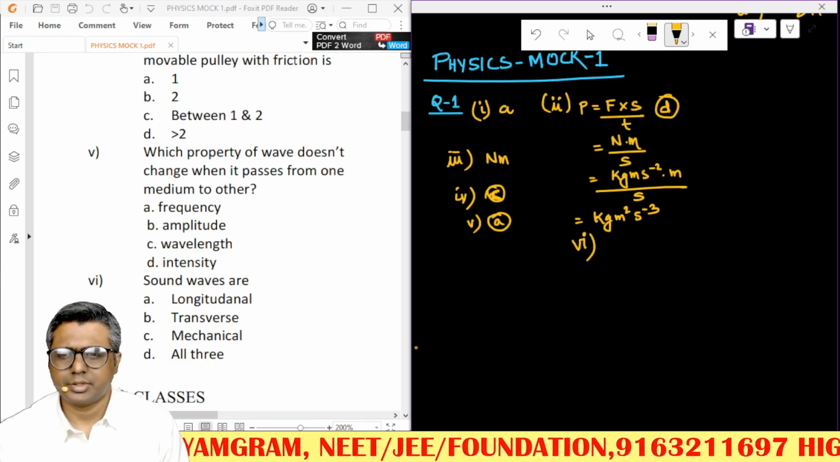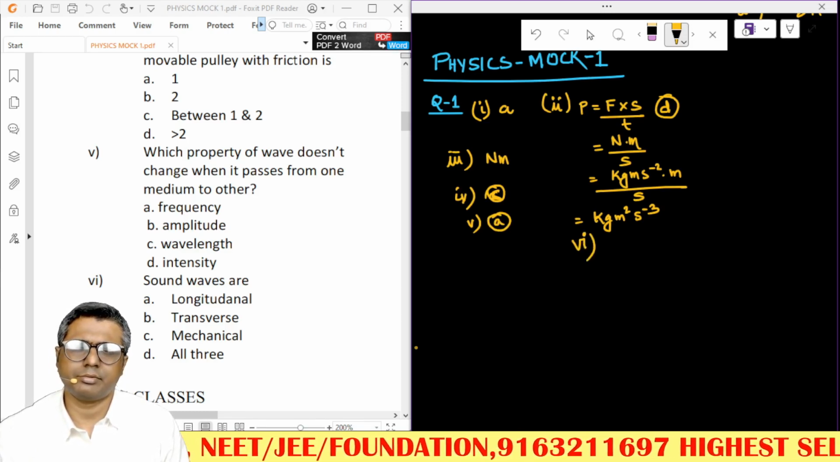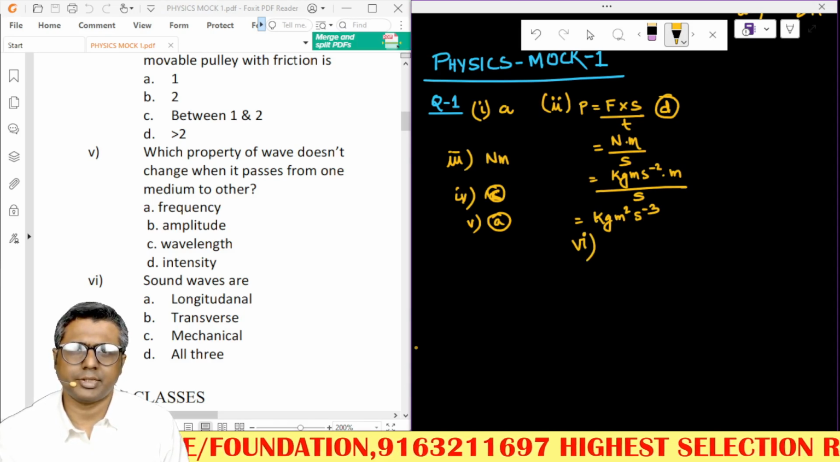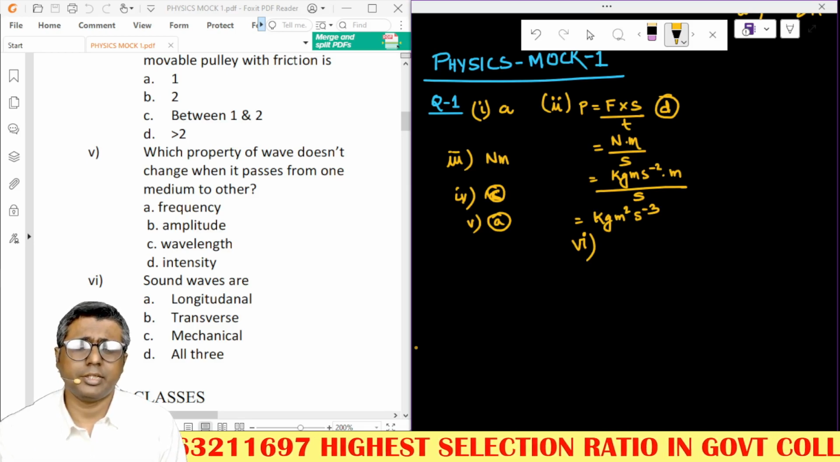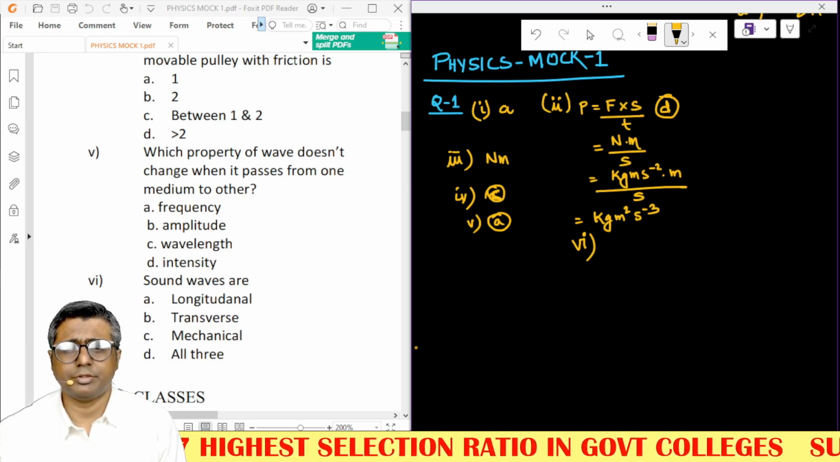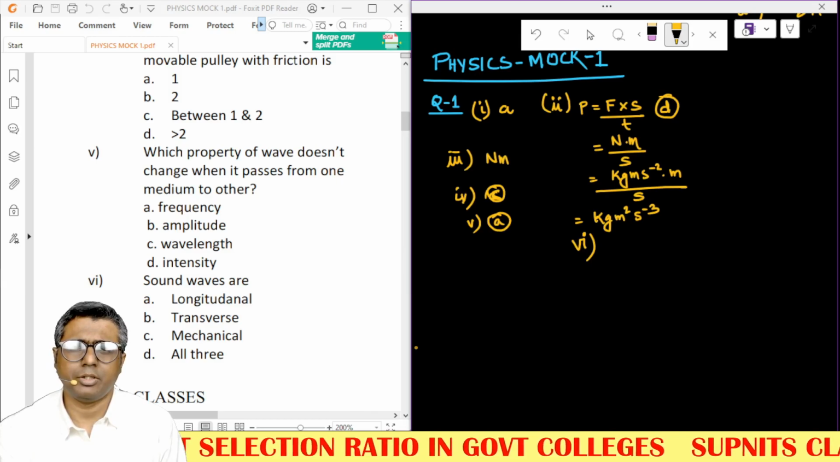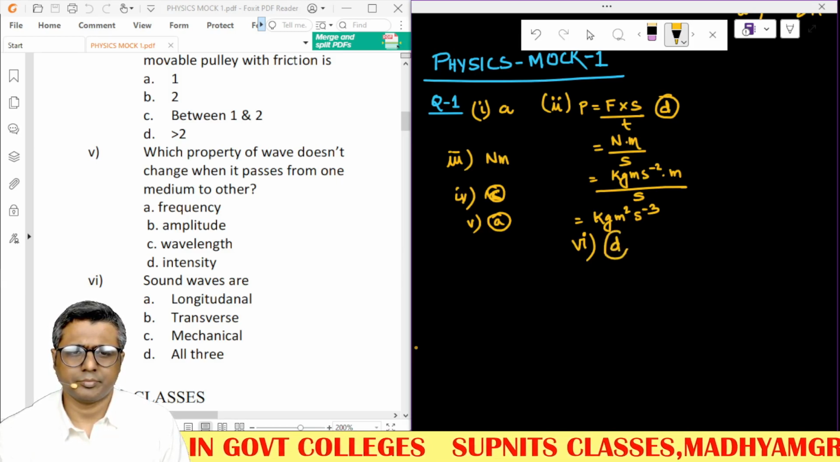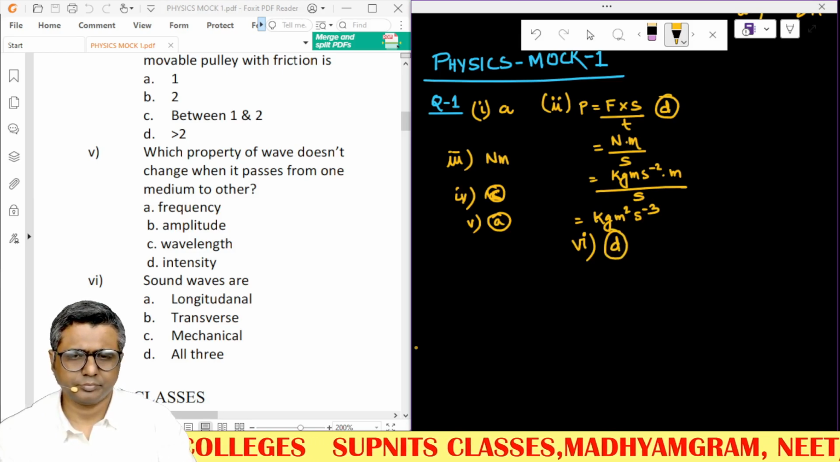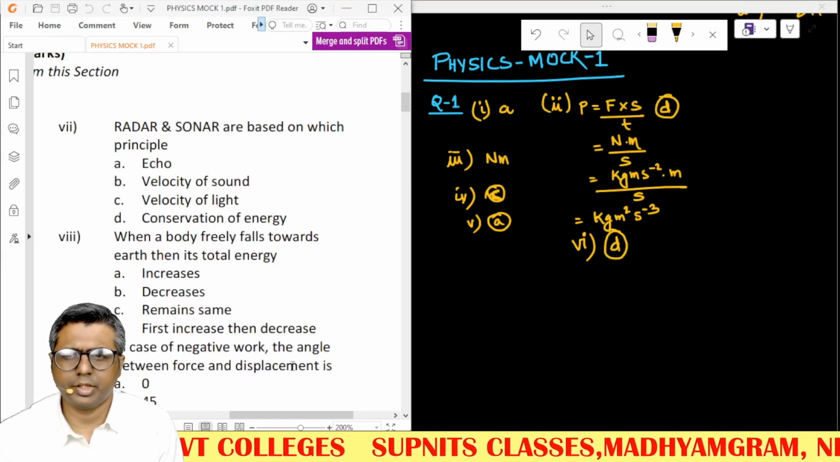Number 6, sound waves. See, sound waves can be longitudinal, it can be transverse, and these longitudinal and transverse waves are basically two types of mechanical waves, so you know. So here the answer will be all the 3, option D. Okay, coming to number 7 now.